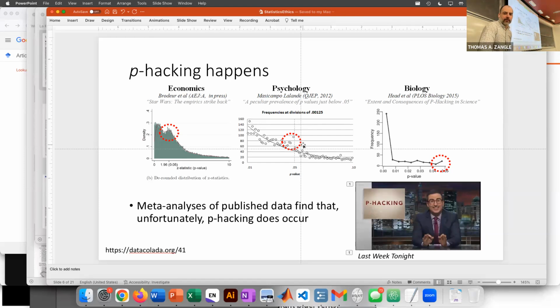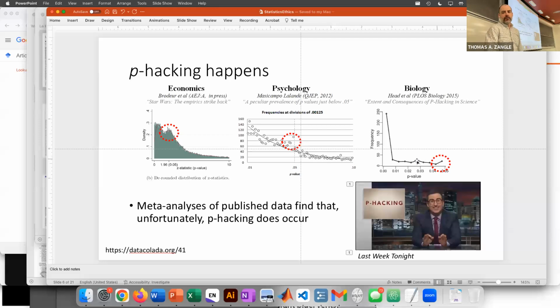So in papers from psychology, if p-hacking didn't happen, there's a certain distribution of p-values that we would expect to see in the literature. Basically, we'd expect to see a nice smooth line as we increase in p-value. But if p-hacking does occur, then you'd expect there to be an excess of p-values that are just under 0.05. And that's what's observed. When we look at actual data from published studies, there's just an excess of values just under that 0.05 level.